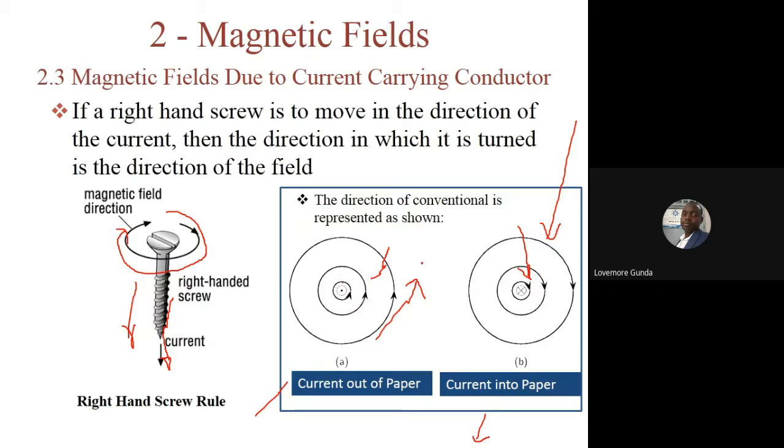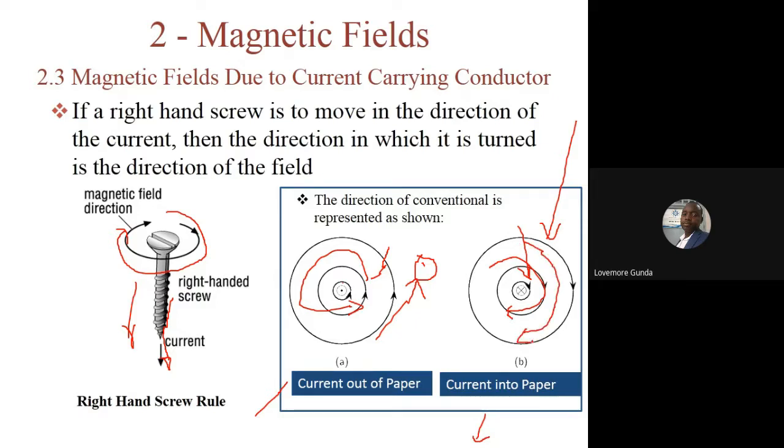So if you put a dot in a circle, we know that current is coming upwards. Then that means it's the direction of the thumb, and the fingers will go in that direction. If the current is going down, your thumb is going down, and your fingers will go in that direction. You can just test it.